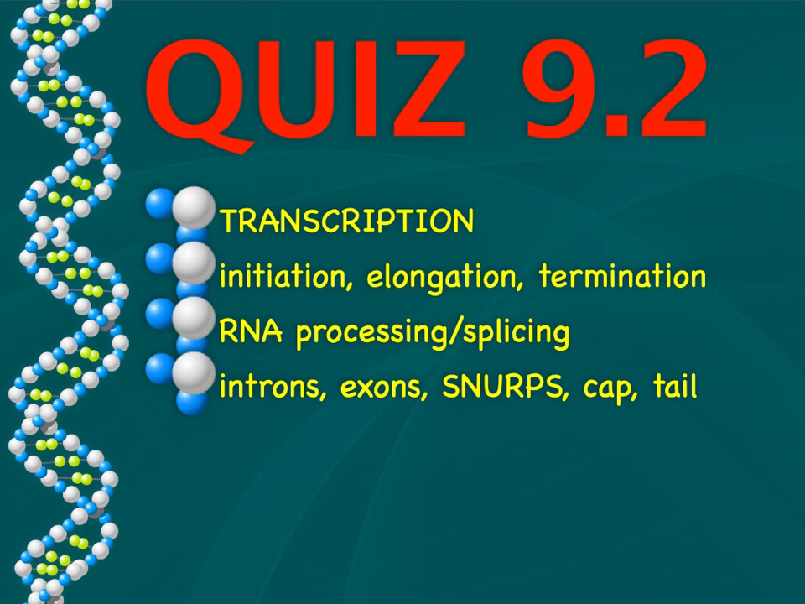That's your quiz for 9.2, including transcription, the initiation, elongation, and termination, the processing and splicing, and don't forget the terms introns, exons, SNRPs, and what cap and tail we put on.